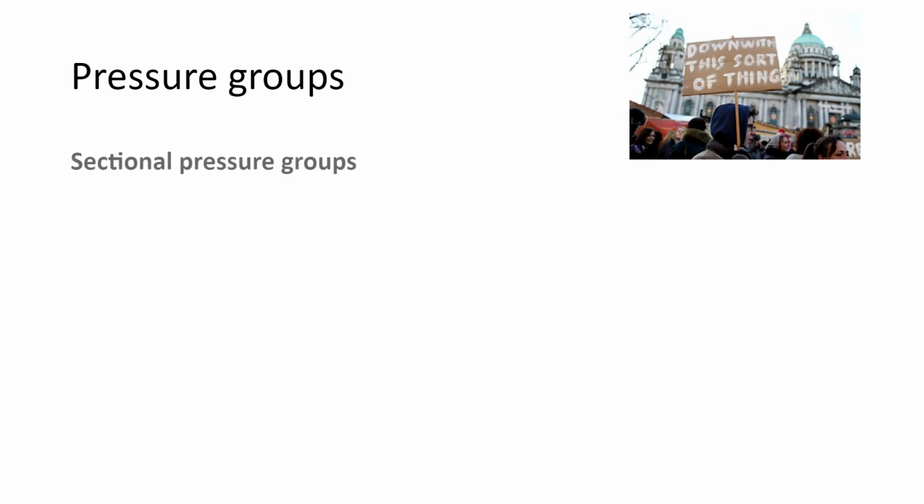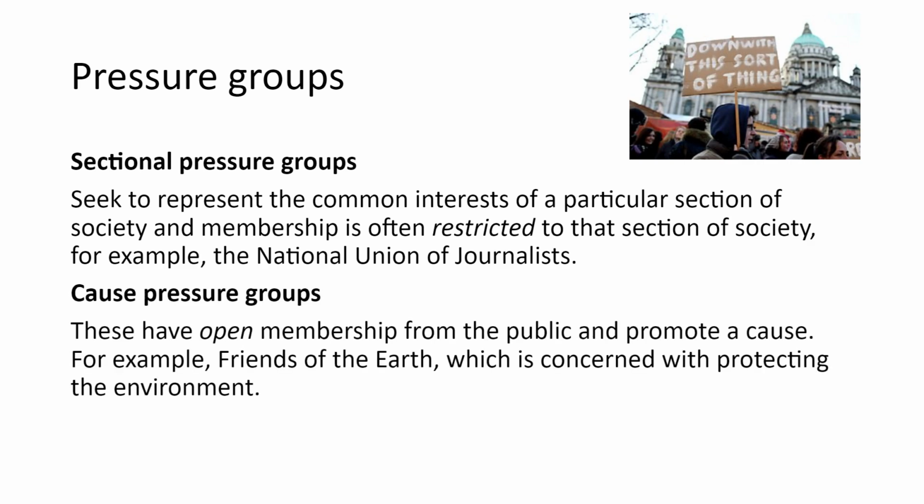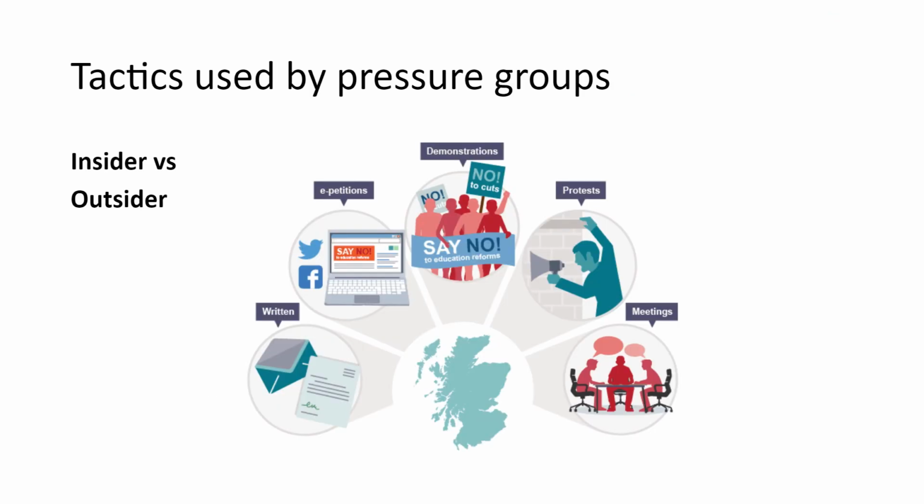Lastly, pressure groups. There are two sorts of pressure group. Sectional pressure groups try to represent the interests of a particular section of society, and membership's restricted to that section of society. So the National Union of Journalists, you have to be a journalist to join. By contrast, cause pressure groups have open membership from the public because they're promoting a cause. So anyone that supports that cause can join. So, for example, Friends of the Earth, which is concerned with protecting the environment, anyone that's interested in the environment can join Friends of the Earth.